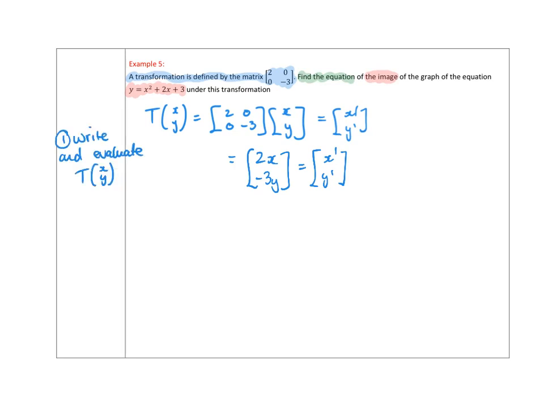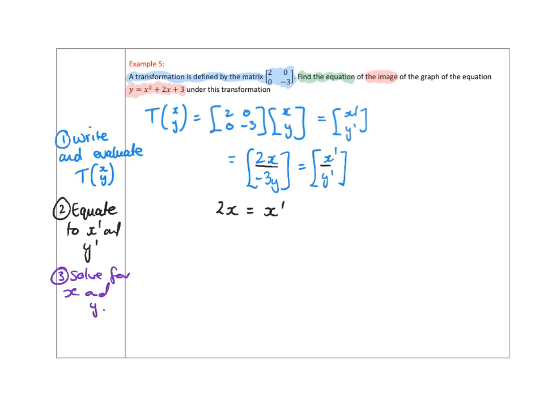You may recall that our next step is to equate these to x dash and y dash, remembering to solve for x and solve for y. So 2x is equal to x dash, that's our top row. Now this implies that x is equal to x dash on 2. We can see that negative 3y is equal to y dash, and so y is equal to y dash on negative 3. This was our solving for x and solving for y in terms of x dash and y dash.